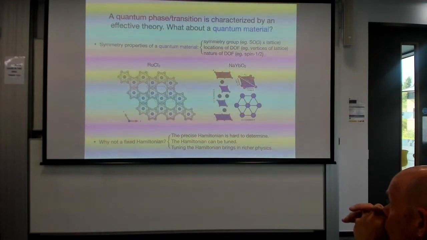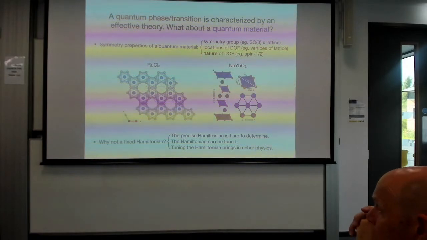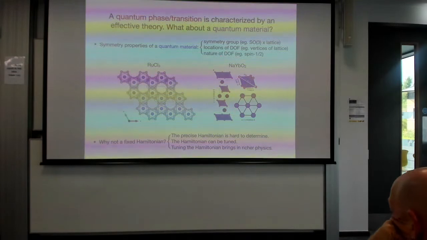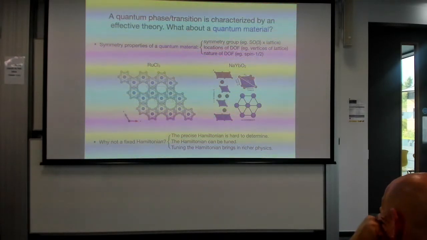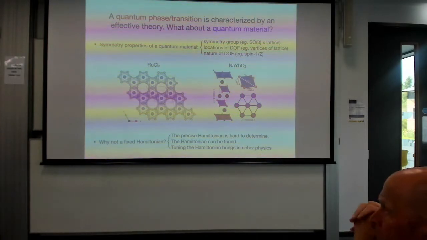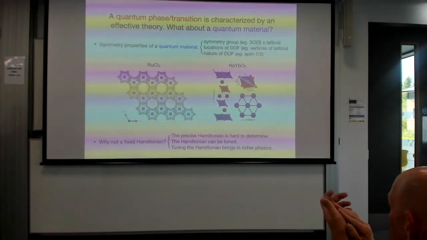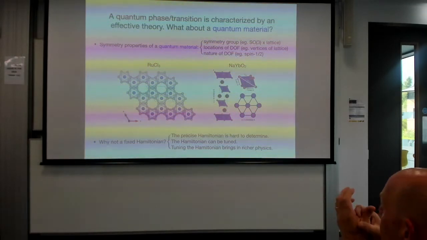However, it's experimentally much easier to determine these three pieces of data. One can do neutron scattering, one can do X-ray to determine, say, the symmetry group and the nature of degrees of freedom and so on. Furthermore, if we have a piece of quantum material, we can actually tune the Hamiltonian. For example, we can add some pressure, we can add some strain, we may add some electromagnetic field, so the Hamiltonian can actually be tuned.